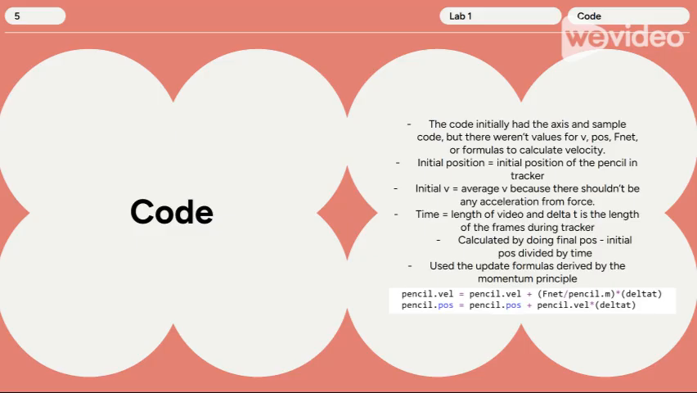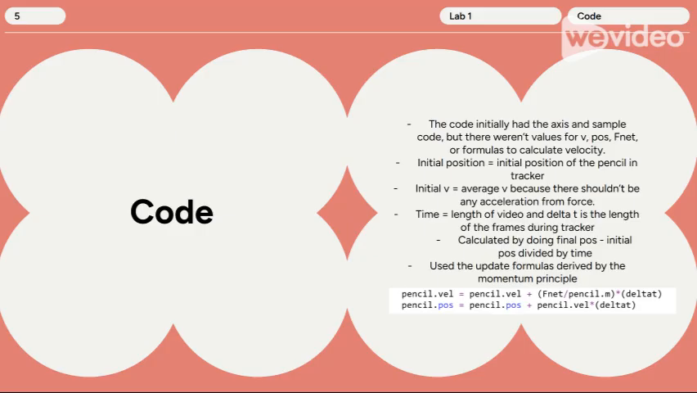For coding, I wrote in all the initial conditions by finding the initial position on Tracker, which was 0.018 meters in the plus y direction, and I also calculated average velocity from the first and last position of the pencil divided by time, which was 0.08 meters per second.